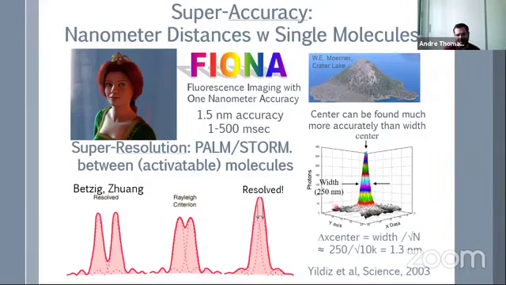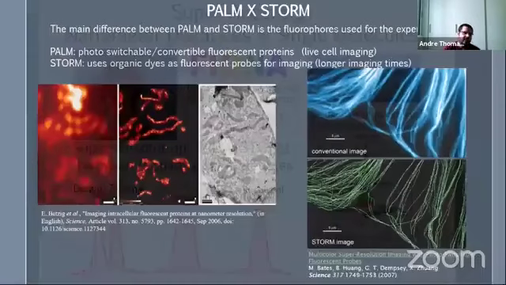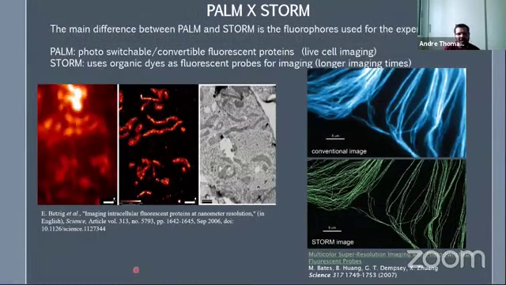So if I take the image of just one emitting particle, and we take this fluorescence and fit it to a mathematical function and find its center, we have much higher precision than the width of this function. So this is basically what we do in PALM or STORM microscopy. Here is the resolution gain we have in STORM and PALM microscopy.